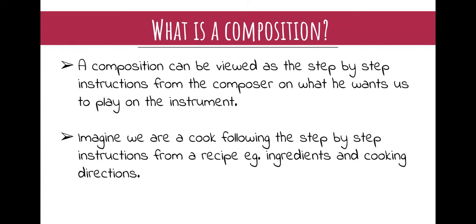So, what is a composition? Well, a composition is a step-by-step instruction from the composer on what he wants the musician to play on the instrument. So imagine as if the composer was like a world-famous cook. And if you're in New Zealand, you can think of Alison Holst. She's created quite a few cookbooks. So Alison Holst has ideas in her head of how she likes cooking, and she's sharing it with the world. So she's written her recipe books, and in the recipe books she has given instructions.